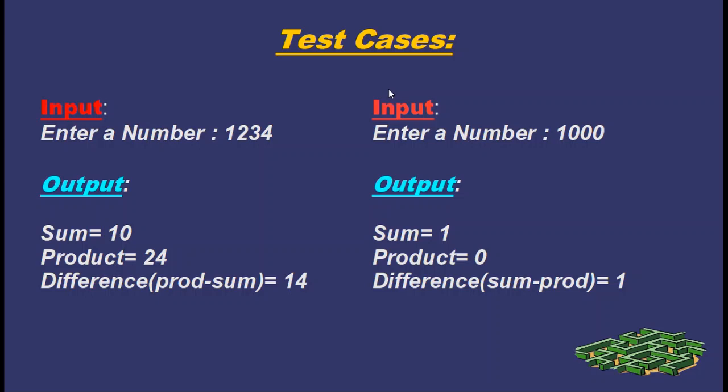If you consider another test case, this is a little bit tricky and important. The number is 1000. It has 1 and the remaining 3 digits are zeros. So the sum is 1 plus 0 plus 0 plus 0, that is 1. And the product, if you look carefully, is 1 into 0 is 0, 0 into 0 is 0, again 0 into 0 is 0. So your product will become 0. Now the difference: sum minus product is 1 minus 0, which is 1. So think about the logic of how you would solve this problem.